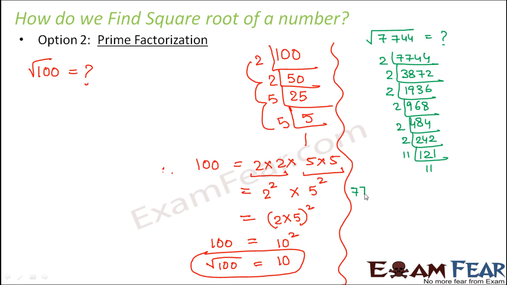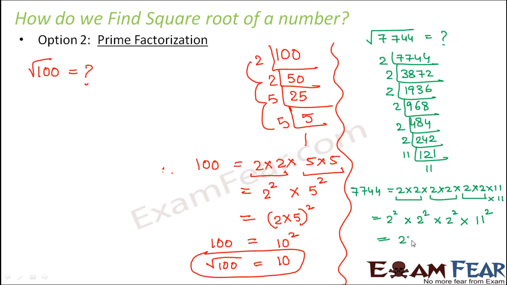Looking at this, you can say that 7744 is 2 into 2 into 2 into 2 into 2 into 2, so you have 6 times 2 and 2 times 11. Now you make pairs of 2 so that it makes our job easier. A pair of 2 is 2 square. Again, another pair of 2 is 2 square. One more pair of 2, 2 square, and then a pair of 11, which is 11 square. So this can be written as 2 into 2 into 2 into 11 whole square.